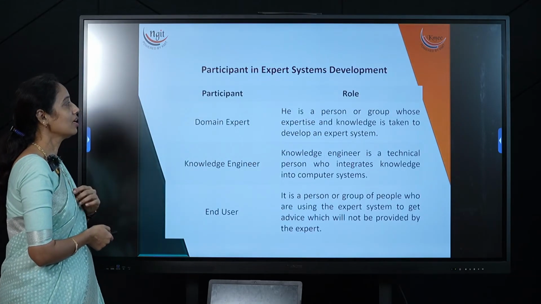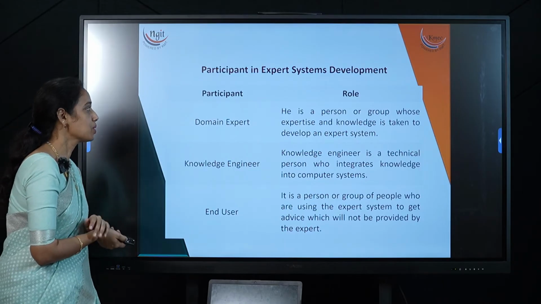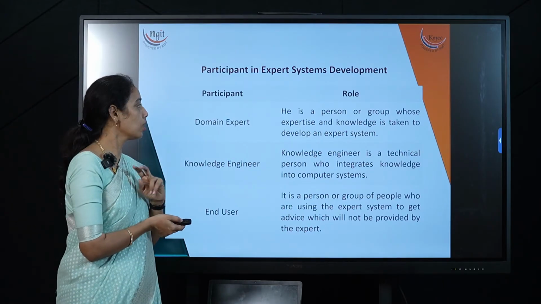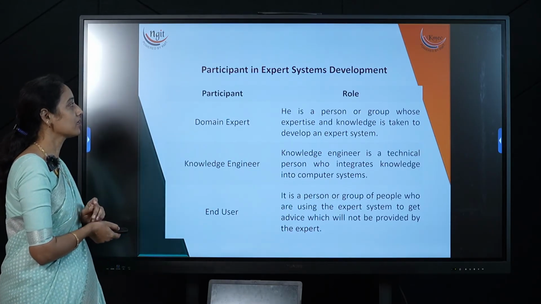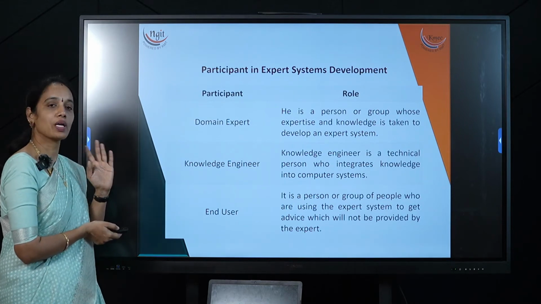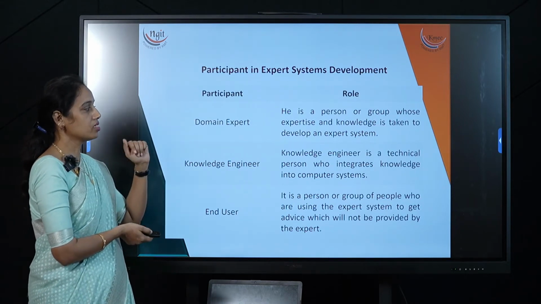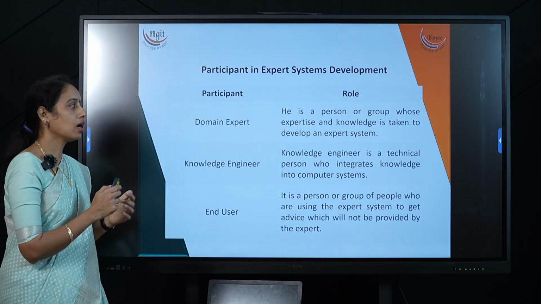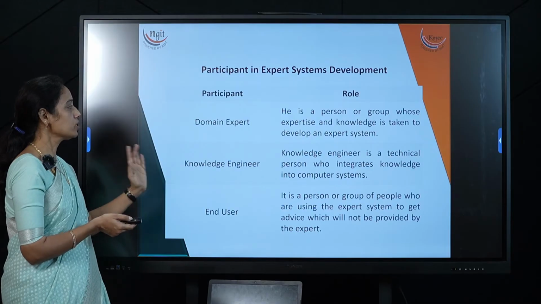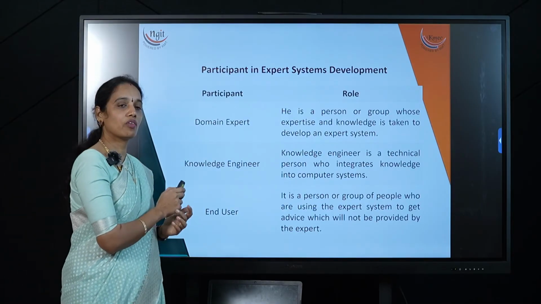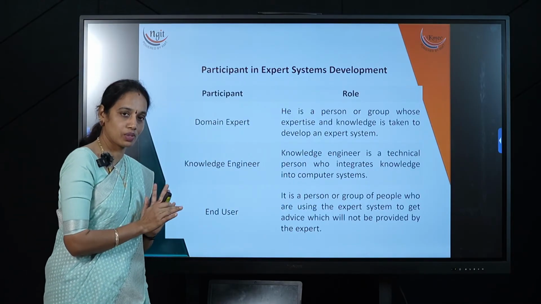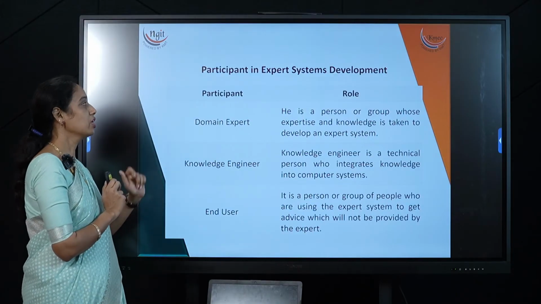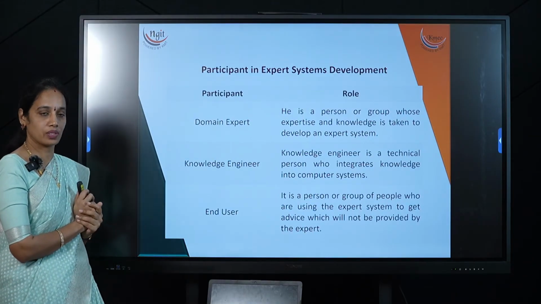Okay. Now let us see the participants in expert system development. There are three participants for developing a particular expert system, and what is their role. The very first one is the domain expert. He is a person or group of persons whose expertise and knowledge is taken to develop an expert system. To develop an expert system, first we need one domain expert. So he is one of the participants in an expert system.